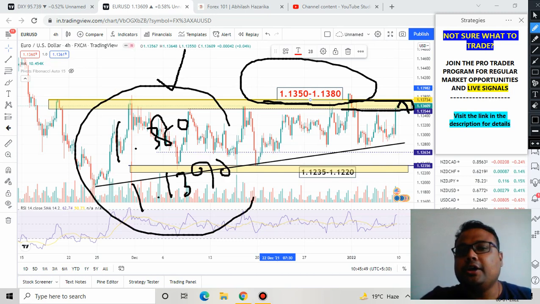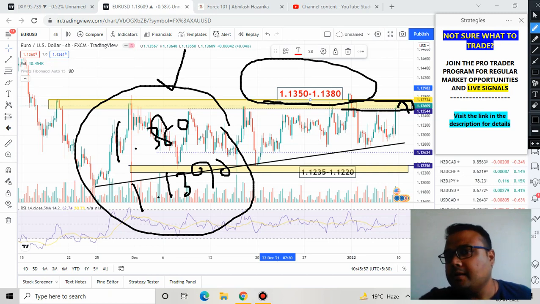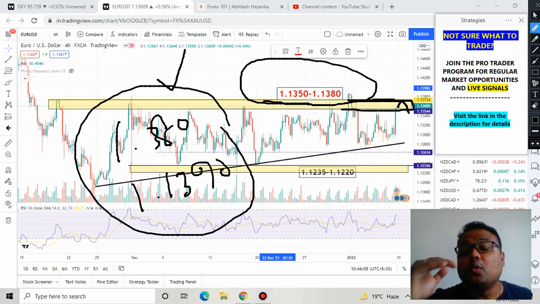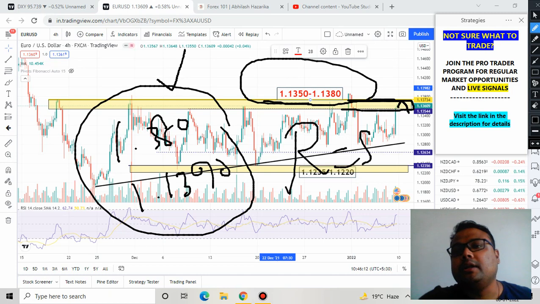Until and unless Euro USD breaks this level, do not initiate any buy. What is the reason? The reason is, see, this is a seller zone. If market breaks this level, then we can consider that at last market has crossed the resistance, and this level will be acting as the new support. The resistance will become the new support.